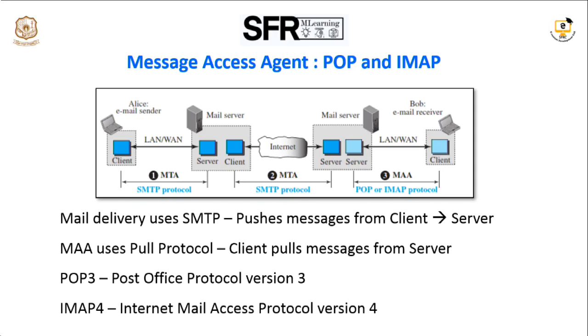POP3 means Post Office Protocol version 3. IMAP means Internet Mail Access Protocol version 4. Therefore, in the first 2 stages of mail transfer, we are using SMTP. It pushes the message from client to the server, and in phase 3 we are using pull protocols like POP3 or IMAP4. It pulls the message from the server. The client pulls the message from the server.